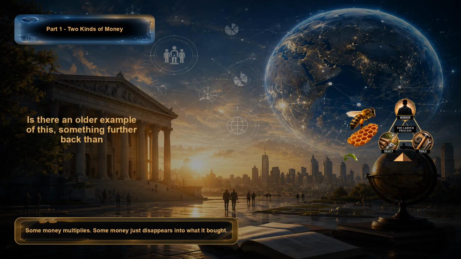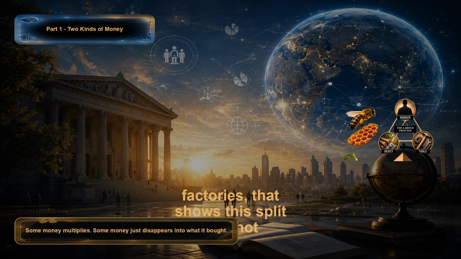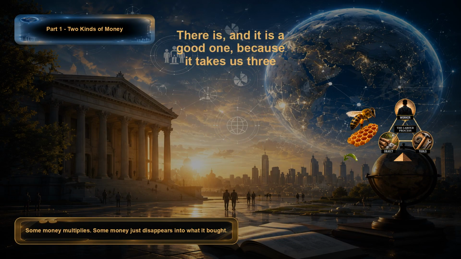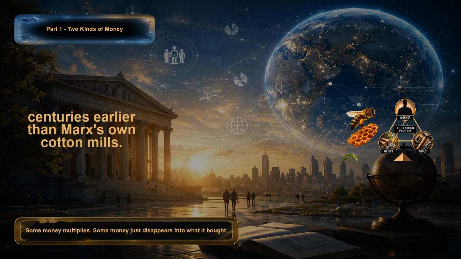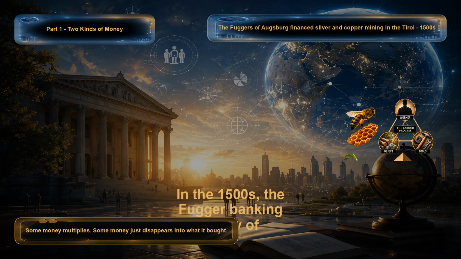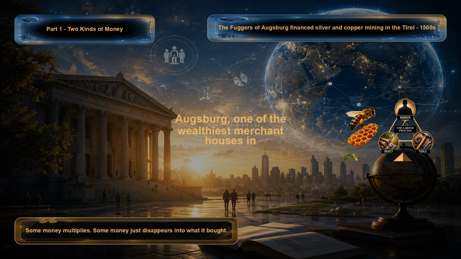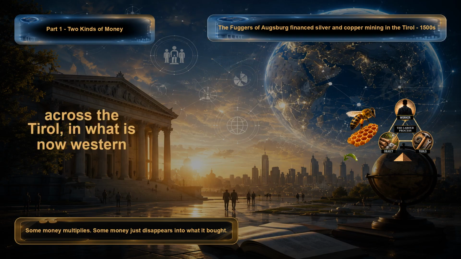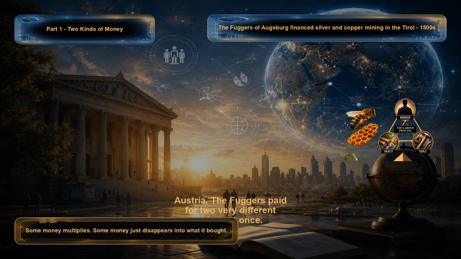Is there an older example of this, something further back than factories, that shows this split was not invented by industrial capitalism? There is, and it is a good one, because it takes us 3 centuries earlier than Marx's own cotton mills. In the 1500s, the Fugger banking family of Augsburg, one of the wealthiest merchant houses in Europe, financed silver and copper mining across the Tyrol, in what is now Western Austria.